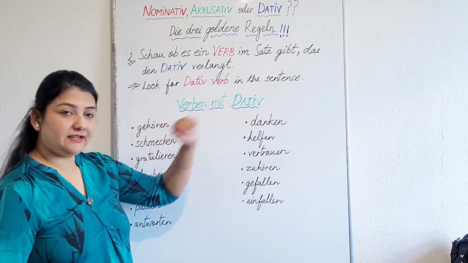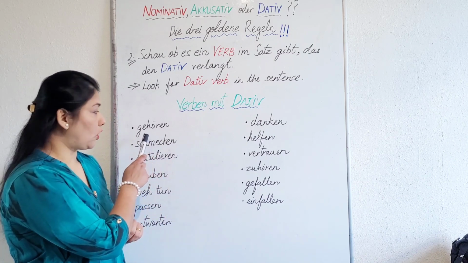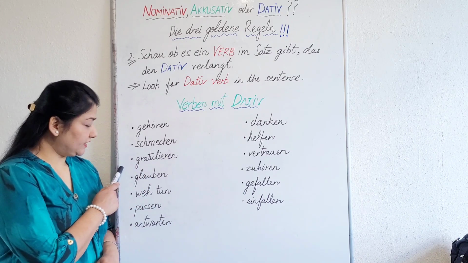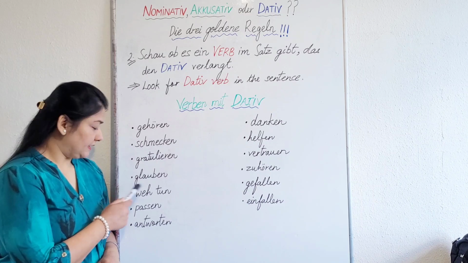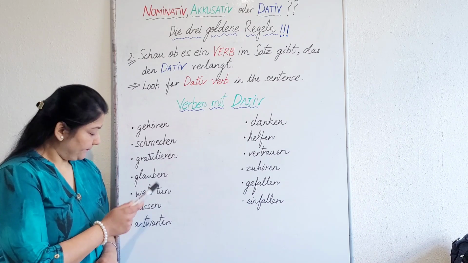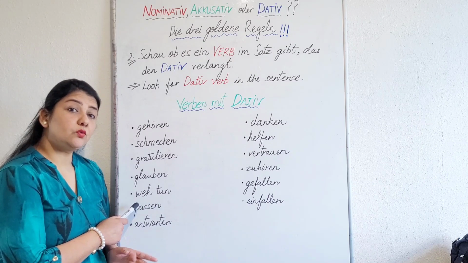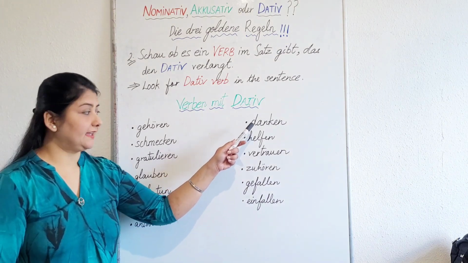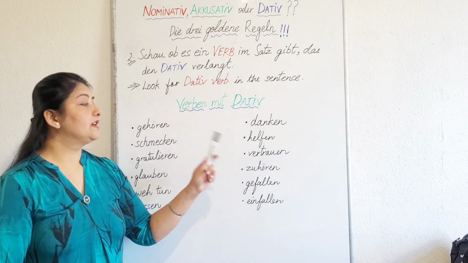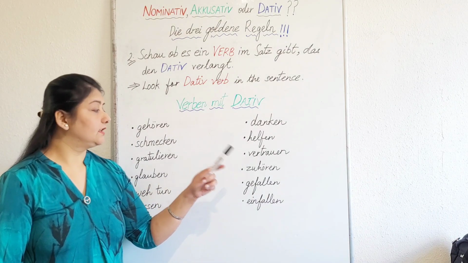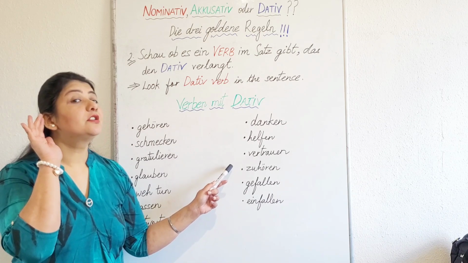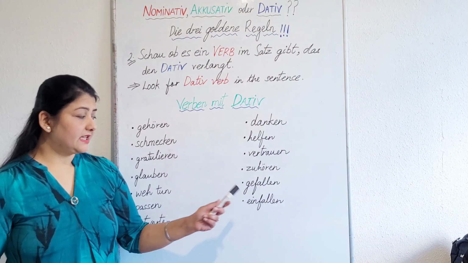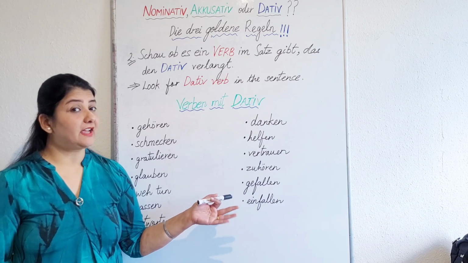So Verben mit Dativ sind: gehören, to belong; schmecken, to taste; gratulieren, to congratulate; glauben, to believe; wehtun, to pain; passen, to fit or to suit; antworten, to reply; danken, to thank; helfen, to help; vertrauen, to trust; zuhören, to listen; gefallen, to like; einfallen, to have an idea.